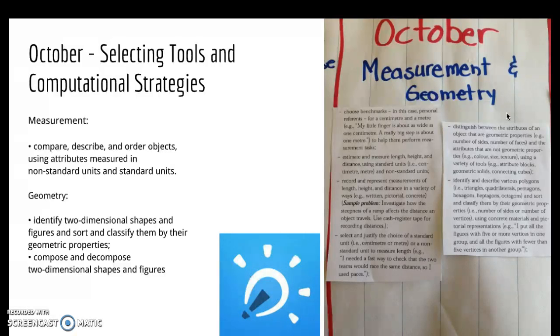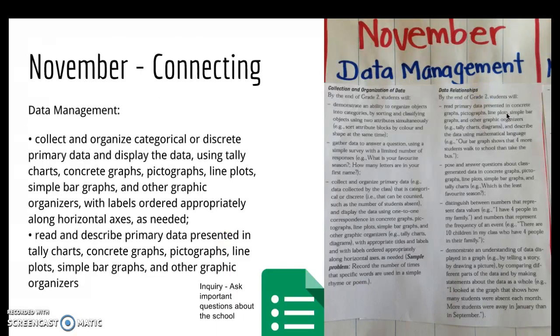So that's October. In November the focus is connecting, and it's going to be data management. Although it's not listed here, data management will also rely heavily on number sense and enumeration curricular expectations. So for the data management expectation, they're going to collect and organize data through pictographs, line plots, bar graphs, etc. And they're going to read and describe primary data presented in tally charts, concrete graphs, pictographs, line plots, etc. They're going to use Google Forms to be able to ask questions, get the data, and then actually analyze it as well.